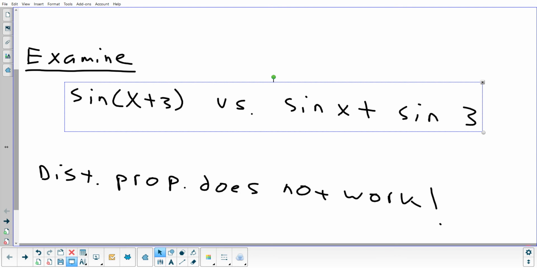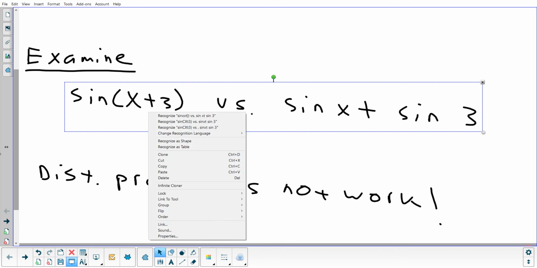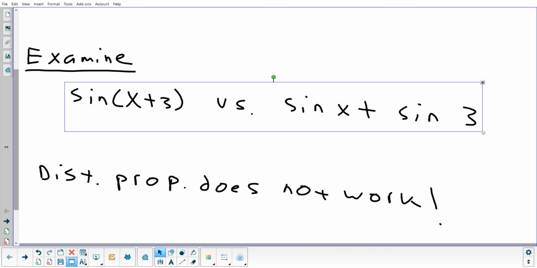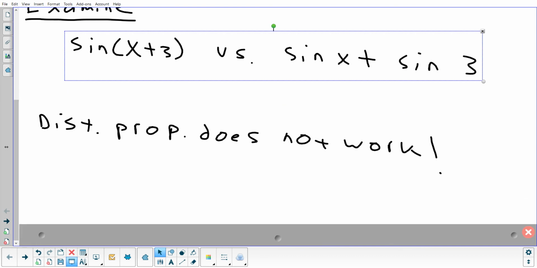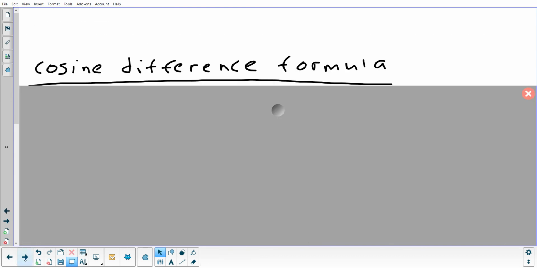So then how do we get rid of a plus or a minus inside the parentheses? Well, that's what I'm going to try to show you. This is what we call a sine sum formula that you need to use. We're not going to start by looking at sine of a sum. I'm going to start you off with what's called the cosine difference formula. And the cosine difference formula is used when you have cosine and you have subtraction inside the argument.